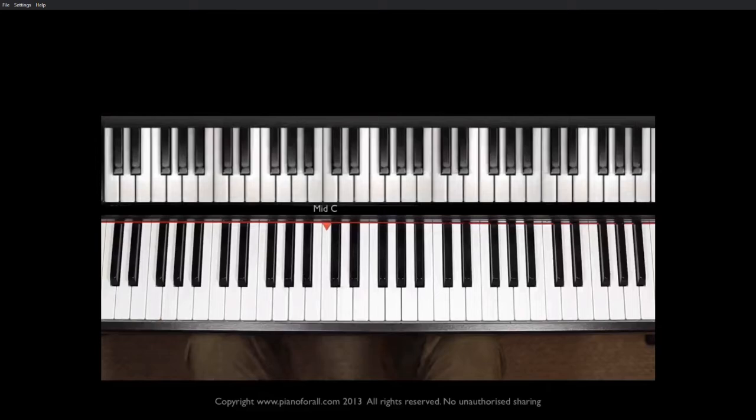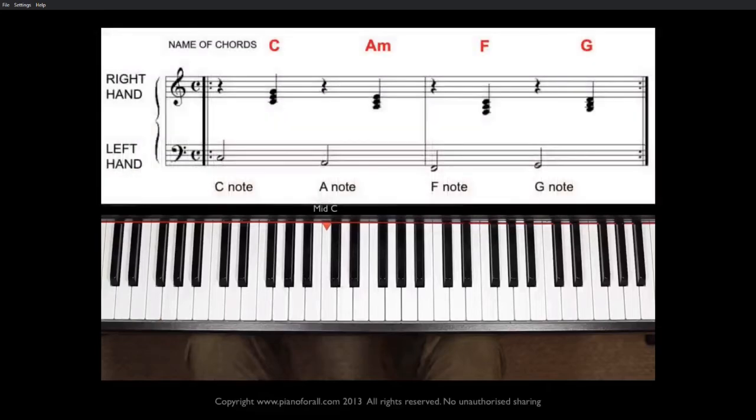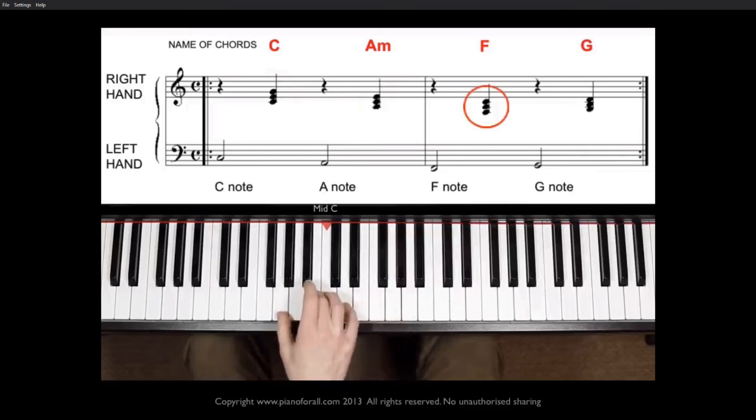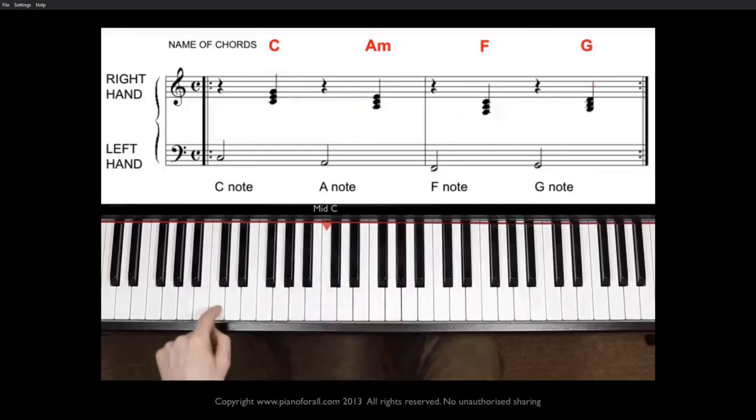But can you see that this is very similar to how proper music notation works? So have a look at the similarities. So there's your right hand lines, your left hand lines. You've got the chords in the right hand. So you've got the C, the A minor, the F, and the G, and the left hand single notes.